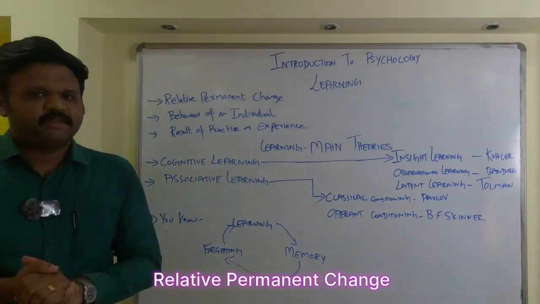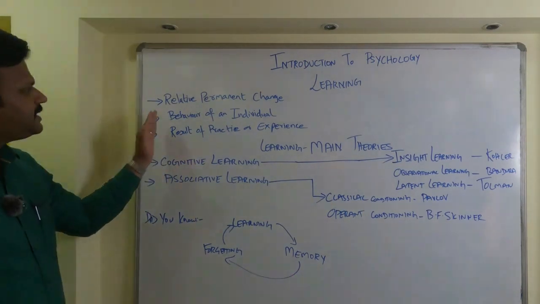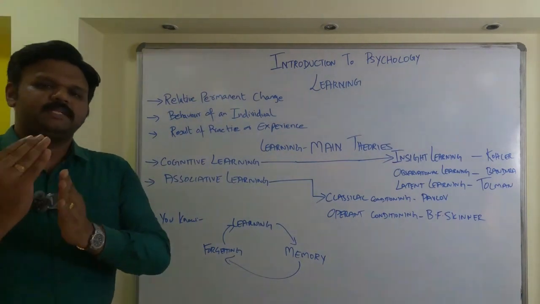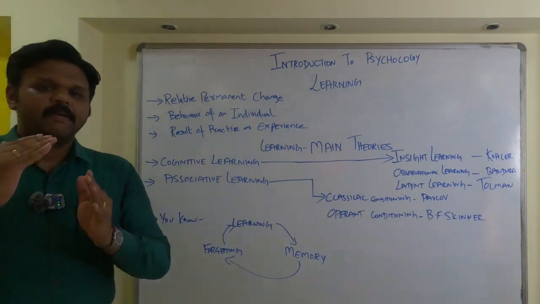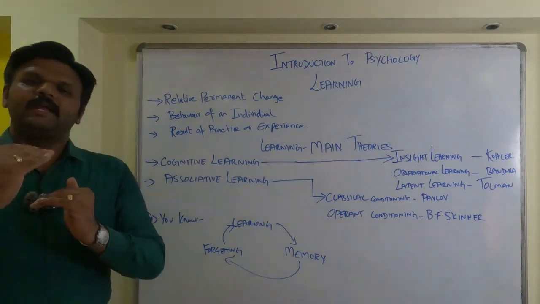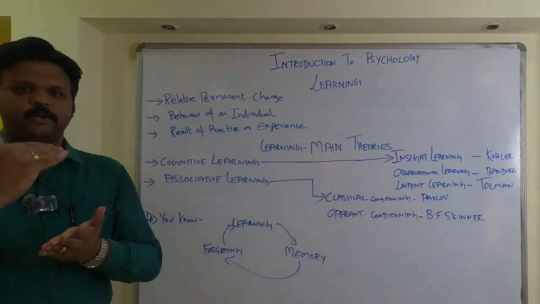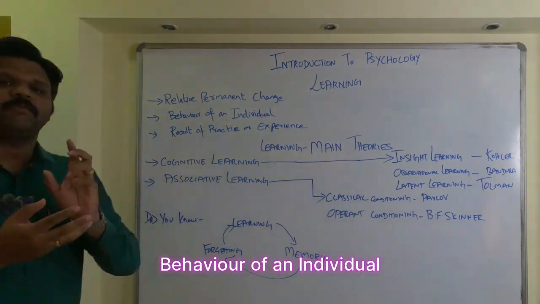When we see this definition, basically we have three main components. The first one is relatively permanent change. Relatively permanent change means that before learning to walk, we may only crawl, and before learning to run, we may only walk. So crawling to walking and walking to running, all these happen as a relatively permanent change in the day-to-day life of an individual. Next, we speak once again about the behavior of an individual.